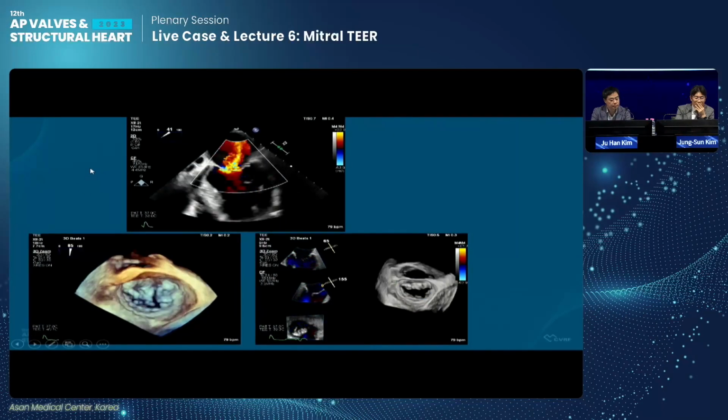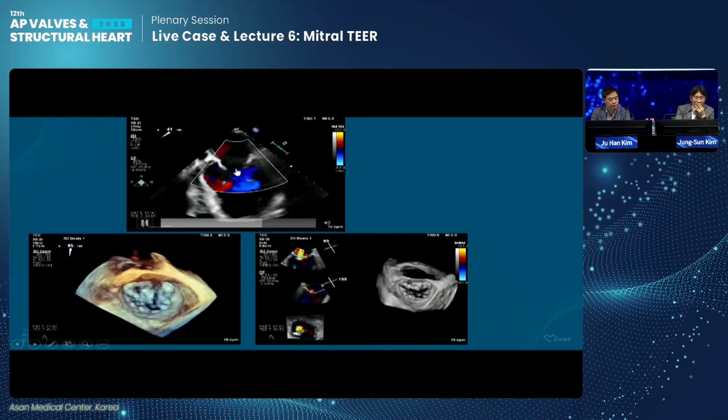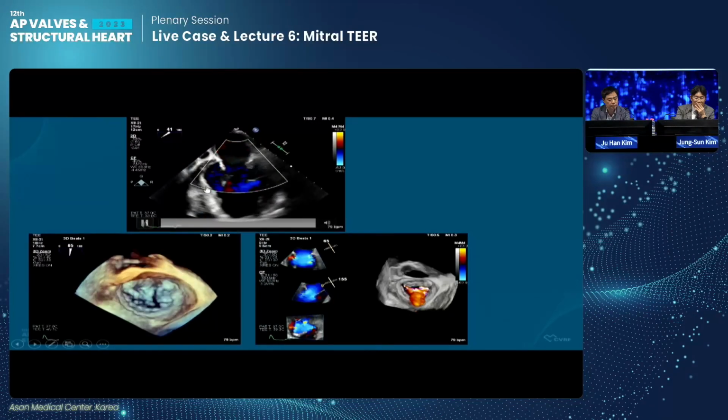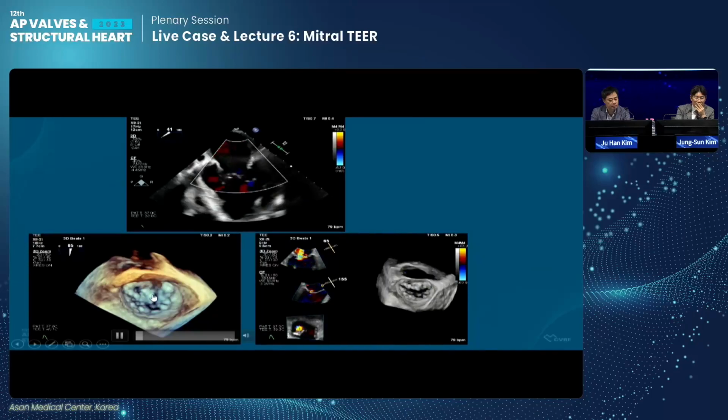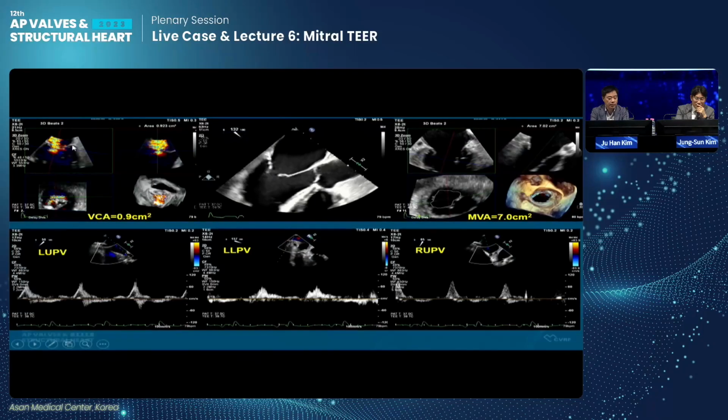We performed a transesophageal echo. You can clearly see a diffuse MR jet in the bicommissural view along the coaptation line, suggestive of severe MR. You can clearly see some coaptation defect in the middle of the 3D image, and a diffuse MR jet is regurgitating from the whole coaptation line from central. The vena contracta area measured by 3D was 0.9, indicating severe MR.